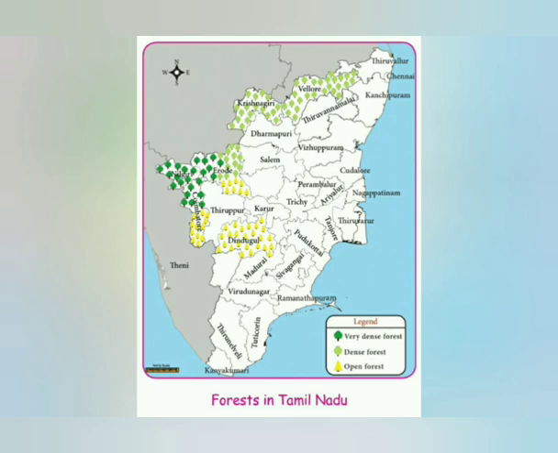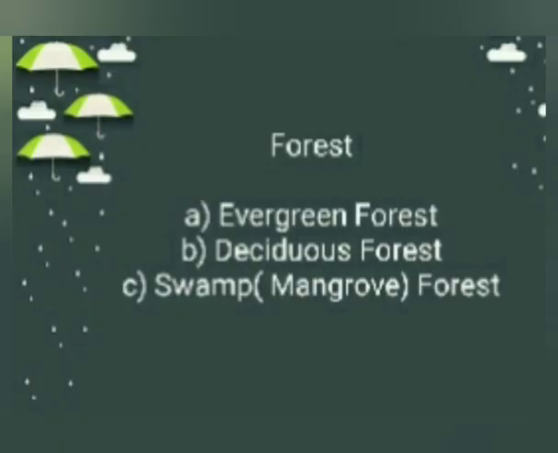By seeing this map, we can find where the very dense and open forests are located. The dark shaded green color shows us very dense forest, the light color shows us only dense forest and the yellow color shows us open forest. By seeing this, we'll get an idea where the forest will be very dense and open. Based on the type of the forest, we classify them into 3 main categories. They are evergreen forest, deciduous forest, and swamp or mangrove forest.